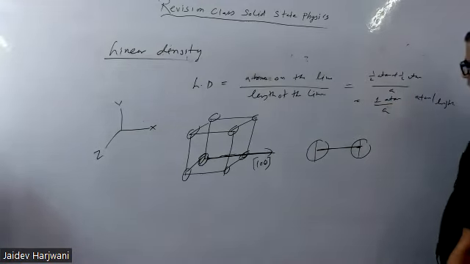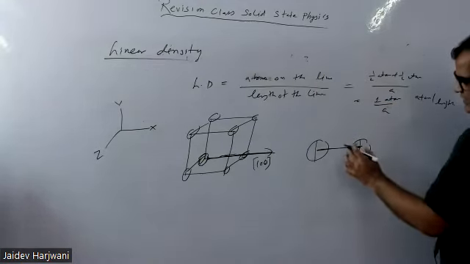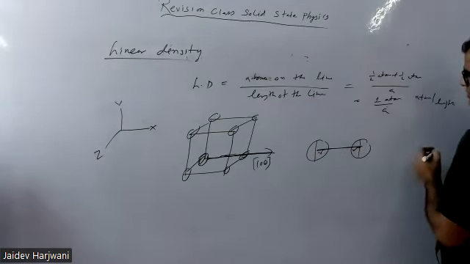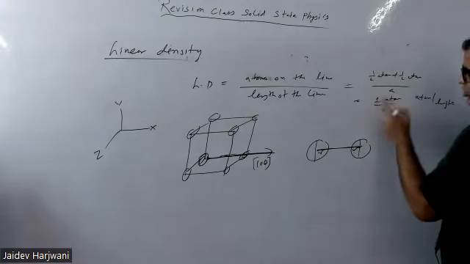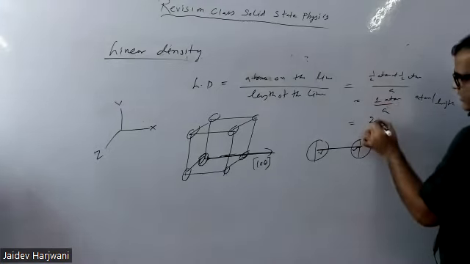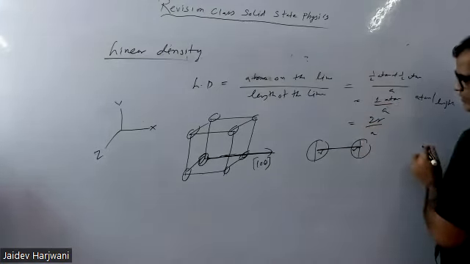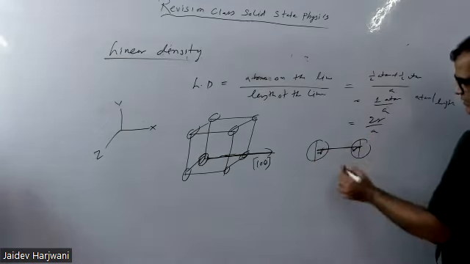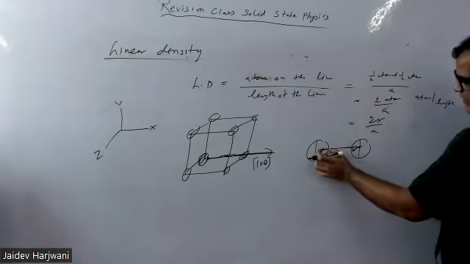Now 1 atom has a radius r. So how much length does 1 atom occupy? It occupies 2r, so 2r by A. This is r and this is r, so the length occupied is 2r.